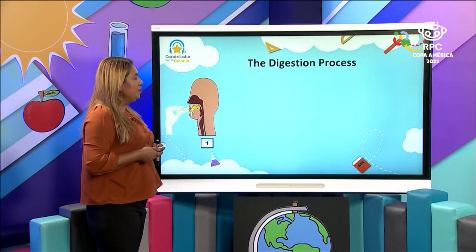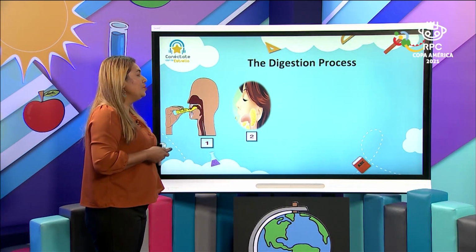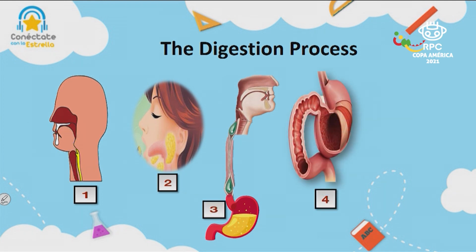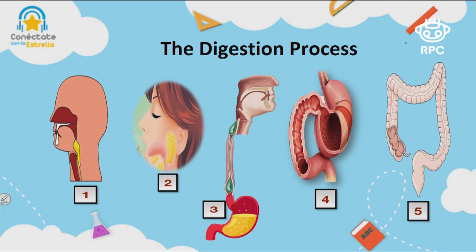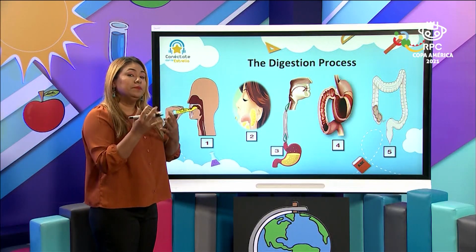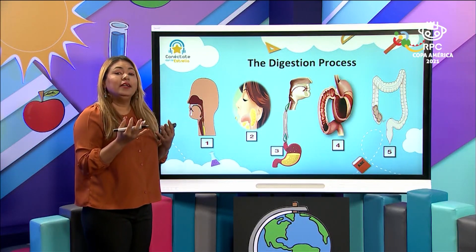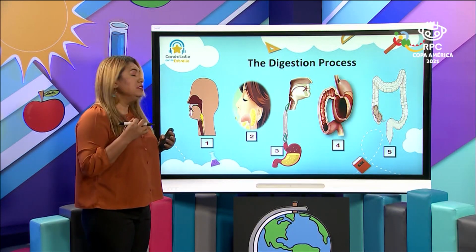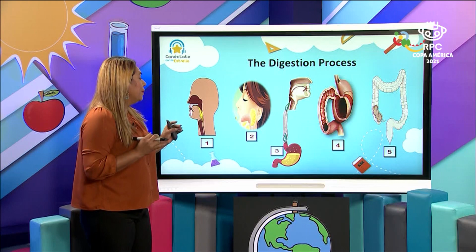Here in the digestion process, we have some pictures to make a general review. Okay, we have 5 different pictures just to make a general review of what are the steps in the process of digestion. So let's start. In the number 1, you put the food into your mouth, it's mixed with saliva, and goes into your esophagus, directly to your stomach, right?